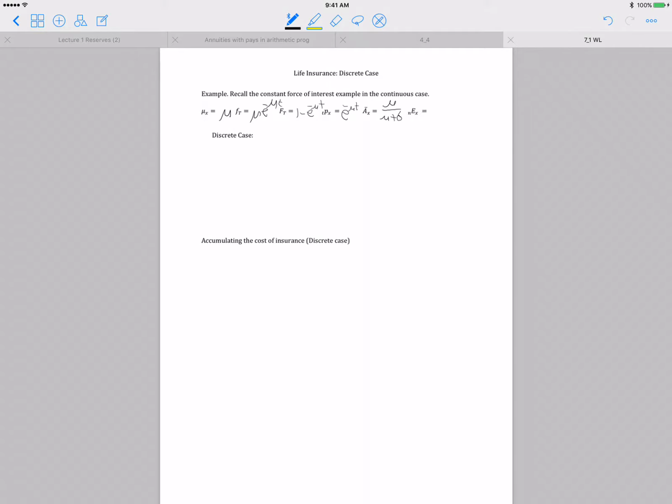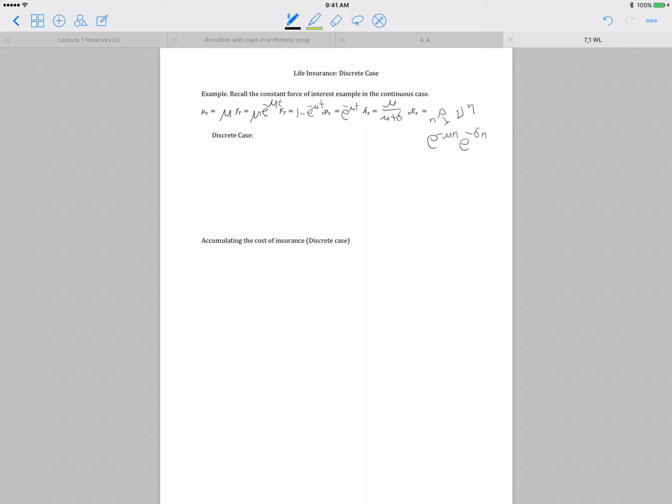And then for pure endowment, probability of living n years, v to the n. And so that's just going to be what? e to the minus mu n, e to the minus delta n. And you can add the two exponents together using the laws of exponents.